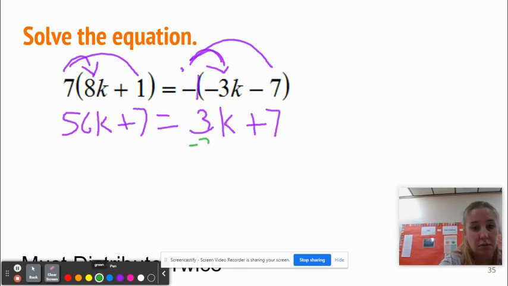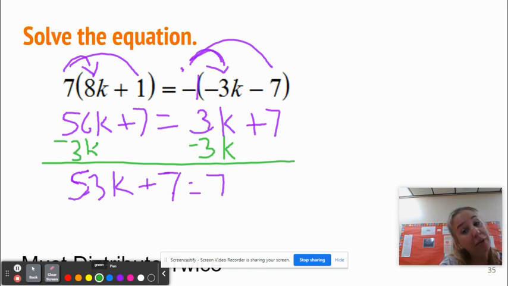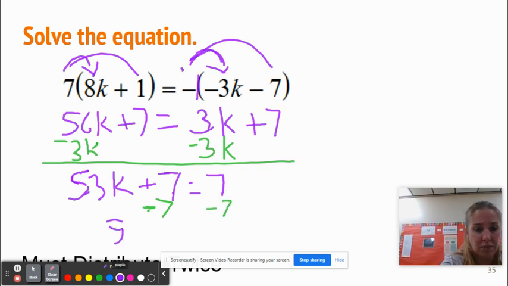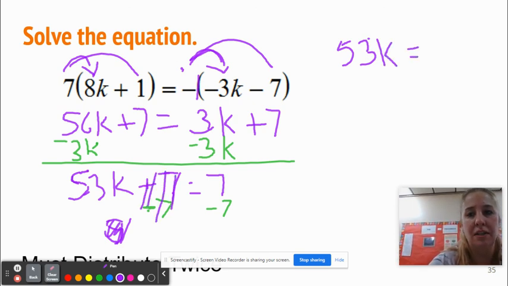All right. Let's, we can bring it to the left and have a positive coefficient. 53k plus 7 equals 7. And now, before I can get the variable alone, I have to get the variable term alone. So this 7 needs to go. 53k. These are gone. Equals, and 7 minus 7 is 0.